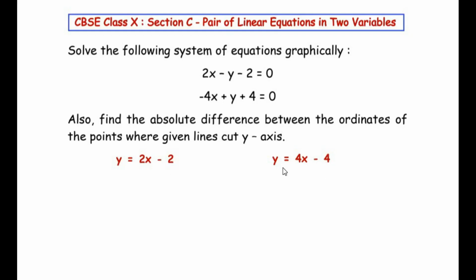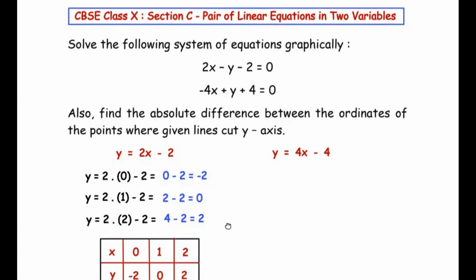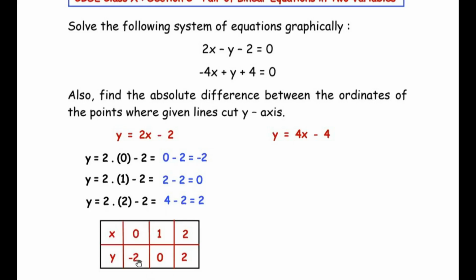Now once we have it in this format, let us take some values of x and get the values of y respectively for both the equations. The values of x we have taken here are 0, 1 and 2. You can take any values of x, it's up to you, but choose some easier numbers. Now one by one we are going to plug in the values of x in this equation. So we get y is equal to 2 times 0 minus 2, and 0 minus 2 gives us minus 2. So when x is 0, the value of y is negative 2.